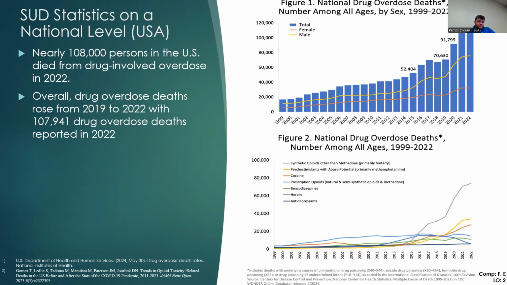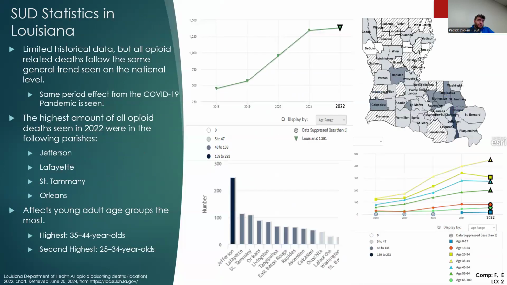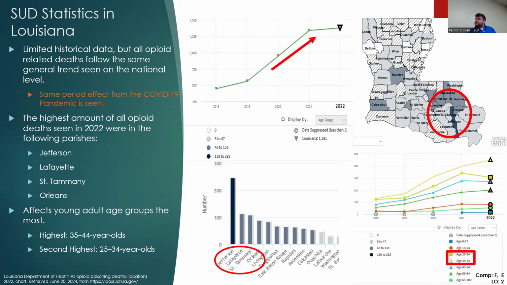Over 100,000 persons in the US died from drug overdose in 2020, and it only got worse due to COVID. This is a period effect observed right between when COVID started. There's this giant jump in opioid deaths. And that's on a national level. What about our state? Well, the state follows the same trends right here. And these are just the parishes affected most, with that age group about the same as on a national level.